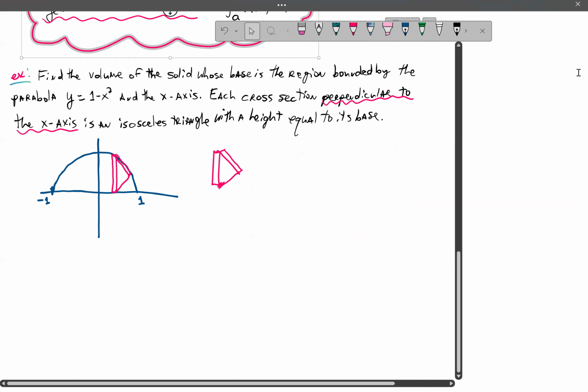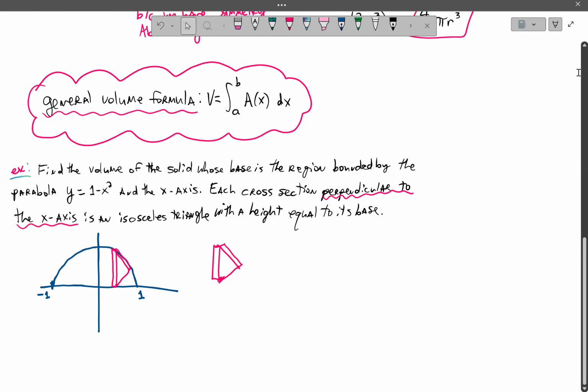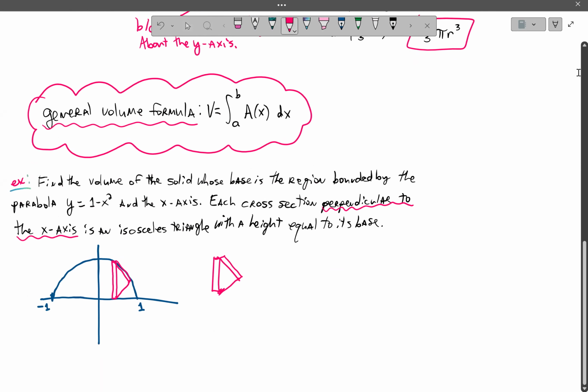Now, if you'll recall, last time we were able to come up with this general formula right here that said that in order to do the volume, we just had to do the integral from a to b of the area of the slice dx. So that means we need to figure out what is the area of this slice. I'm going to take it and draw it in just two dimensions because it's much easier for me to deal with that. The base of this triangle right here is the height of that rectangle right there. The height of the triangle, we are told in the problem, is equal to the base.